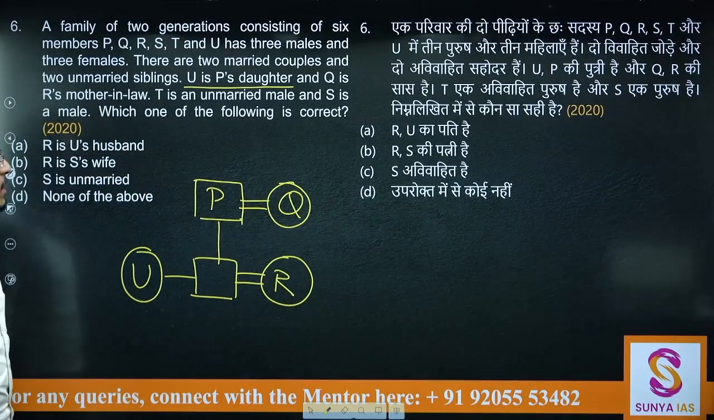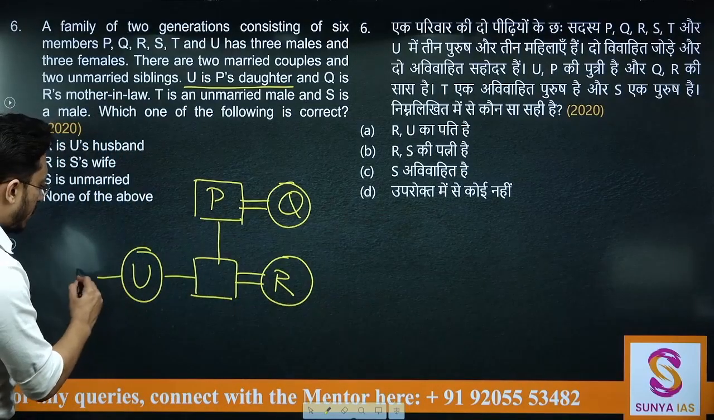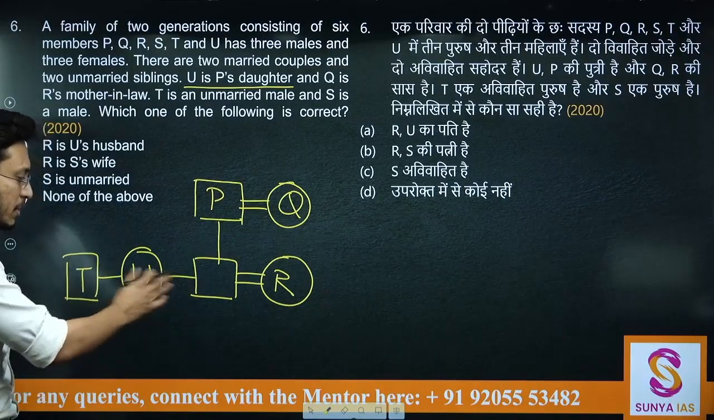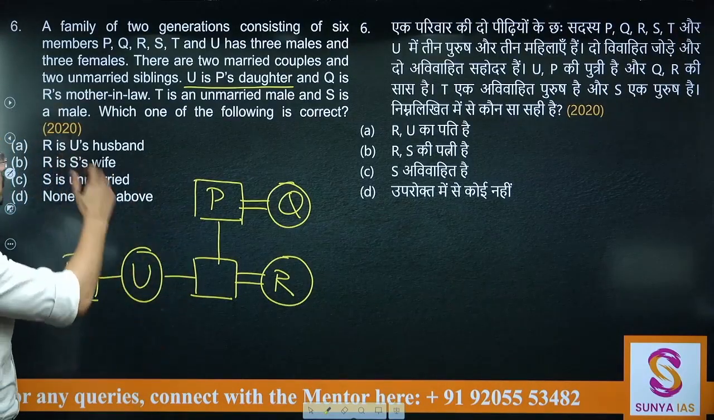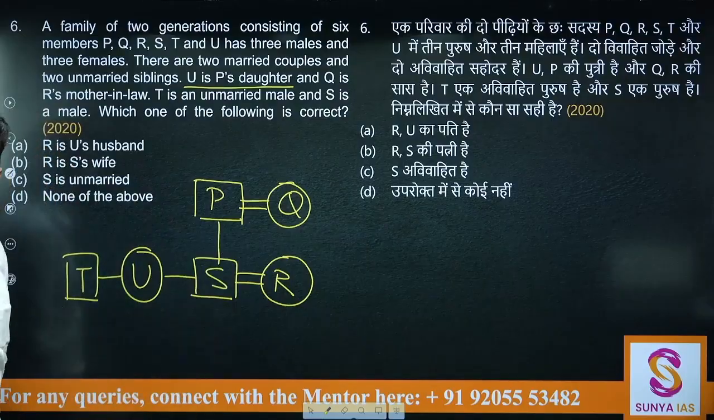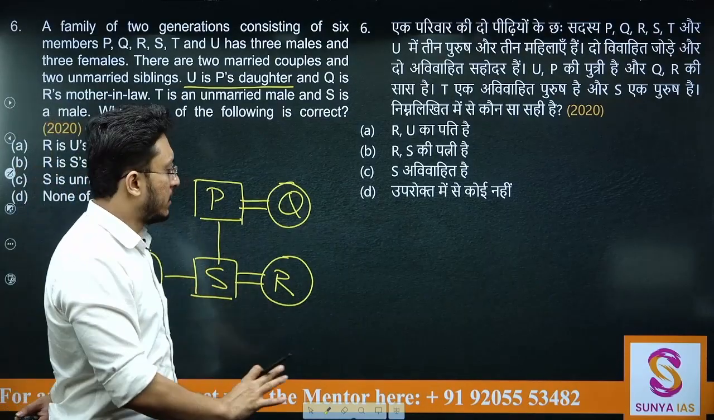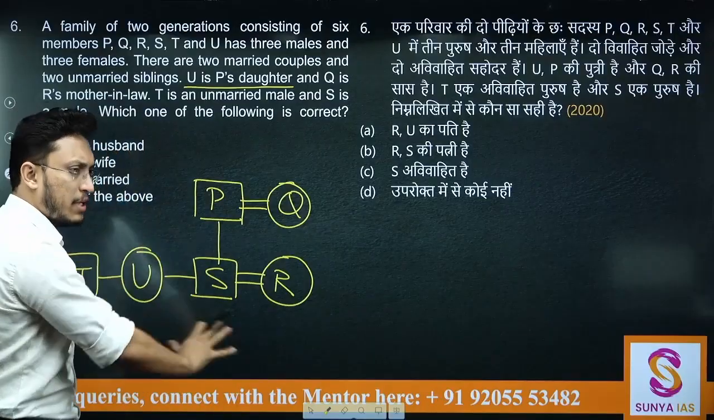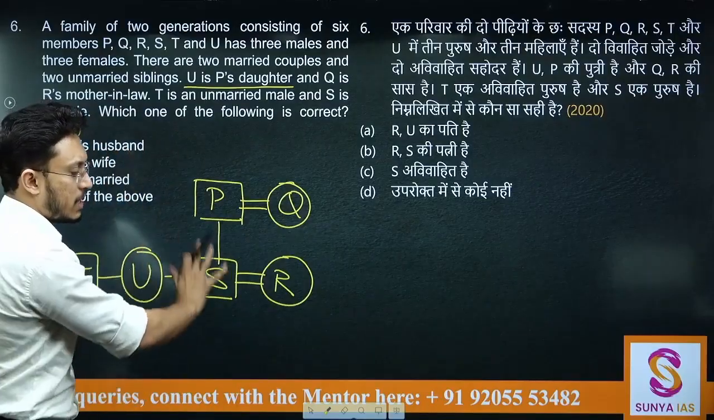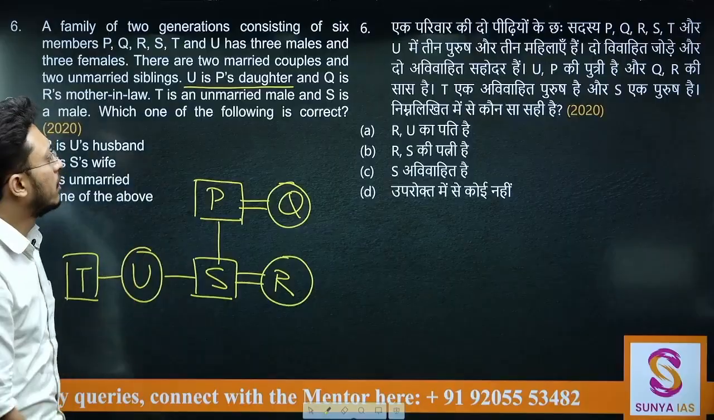T is the unmarried male, so T is not married and T is a male here, so T becomes the brother here, and S is a male, so the only space left is for this, S becomes the male. See, the question should not be complicated. Think as easily as you can about what could be in a family setup. Just try and draw this for 2 generations.